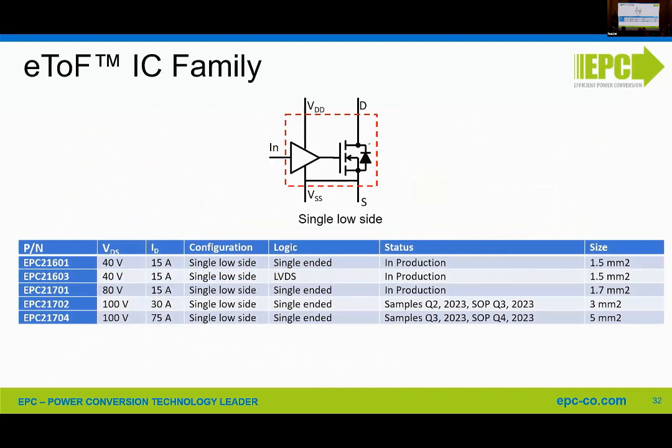So the laser driver family of ICs that EPC currently has, we have 3 devices that have been released to the market, EPC21601, 603, 701. They're all 15 amp laser drivers. We do have 2 of them coming up within the next few months. One is a 30 amp laser driver, and one's a 75 amp laser driver. If you look at the size, these are all quite small. A 75 amp laser driver that's 5 millimeters square is going to give you the best possible performance of your laser driver circuit.